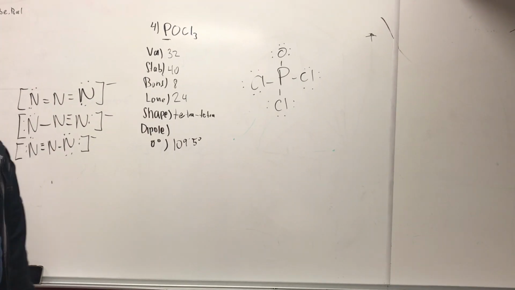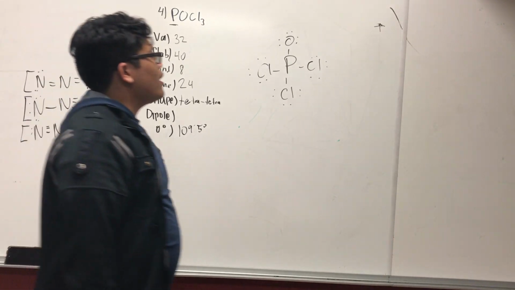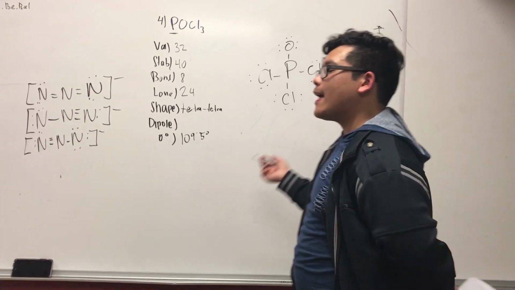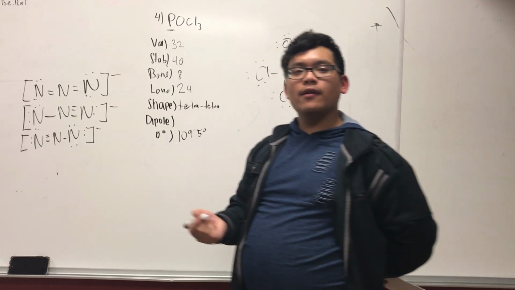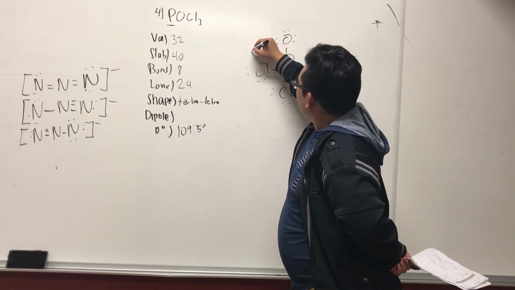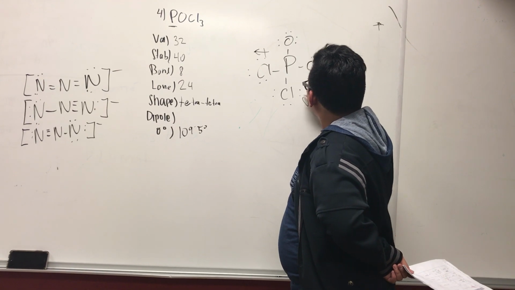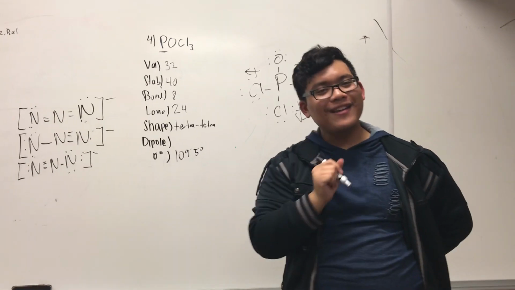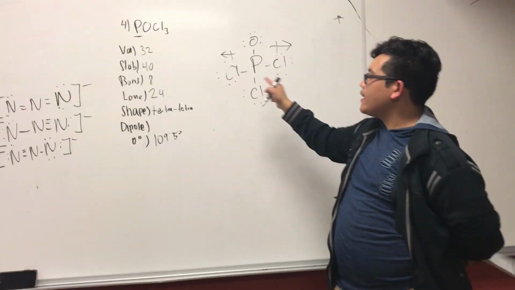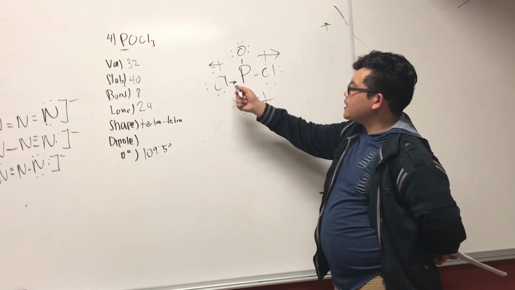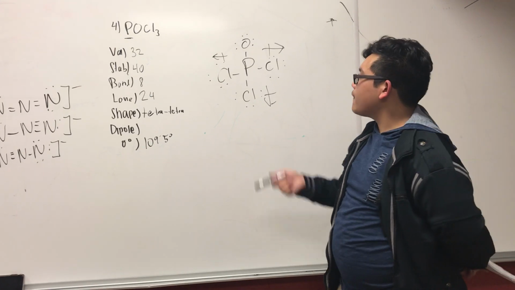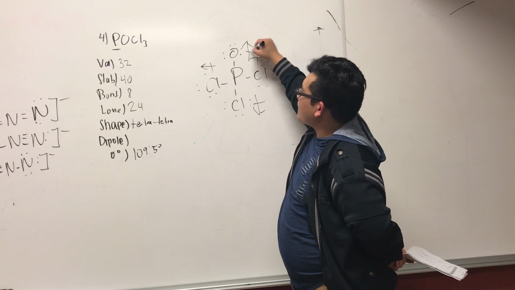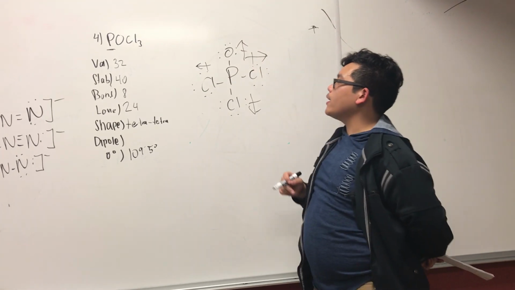Let's look at our periodic table. Which one is more polar, Cl or P? Cl. Which one is more electronegative, Cl or P? From the periodic table, it's Cl. Now, which one is more electronegative, P or O? O. So we have more than one outer element. Just compare them one by one.